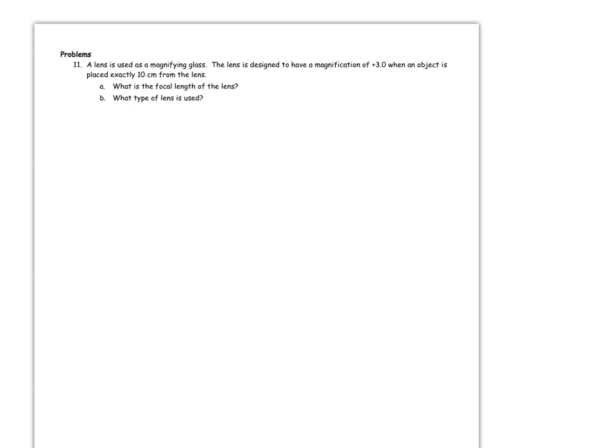Let's begin working through some of these math with lenses problems that we have here. So we start with this one. A lens used as a magnifying glass is designed to have a magnification of +3, so that's going to be our M. When an object is placed exactly 10 centimeters from the lens, that's going to be our DO.